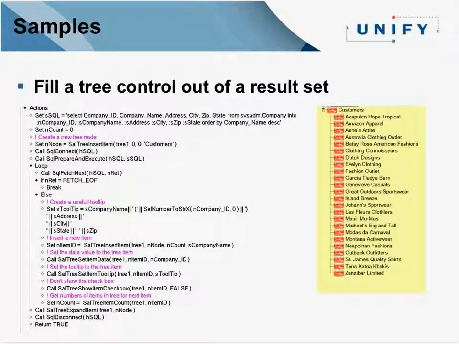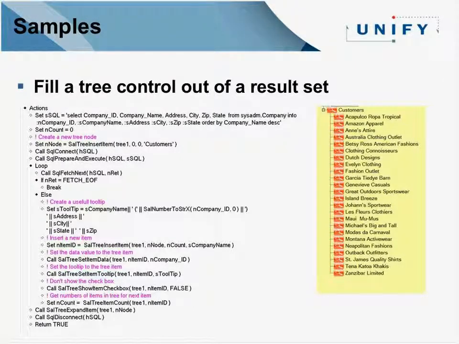tooltip. And I set a variable n count to 0. First of all, I create a new node with set n node equals tree insert item for tree 1, 0, 0, customers. So I create a new node, customers, in my empty tree control. I do a connect to my database, I do a prepare and execute, and now I start with my loop. Call SQL fetch next to find out if I run into my fetch and of, then I have to break my loop.